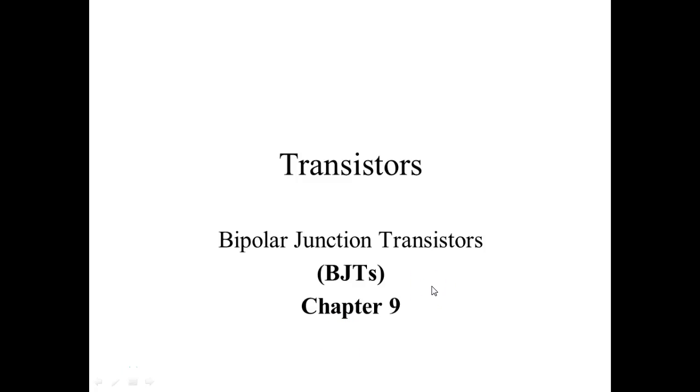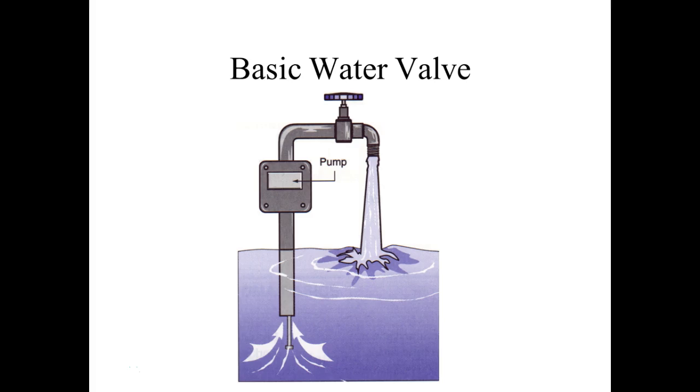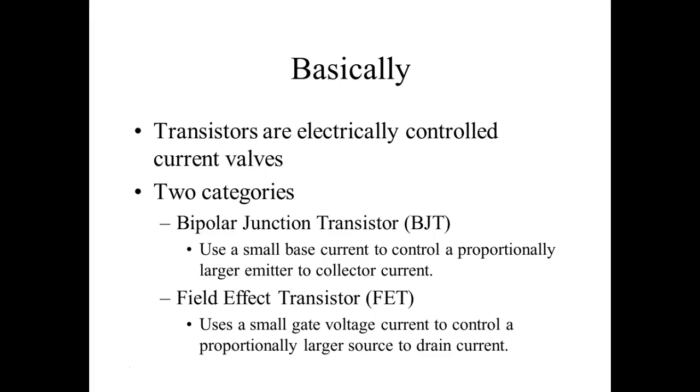about bipolar junction transistors. This is chapter 9 in the book. We know that it's a current valve, right? Everybody understand it? Transistors are current valves. We know we have two categories. We have bipolar junction transistors and FETs.